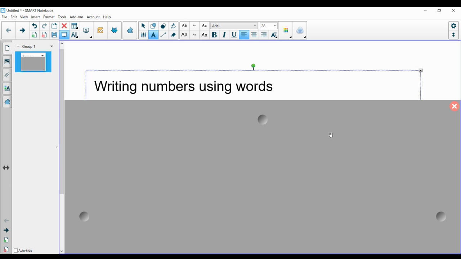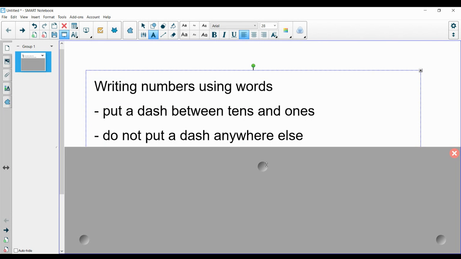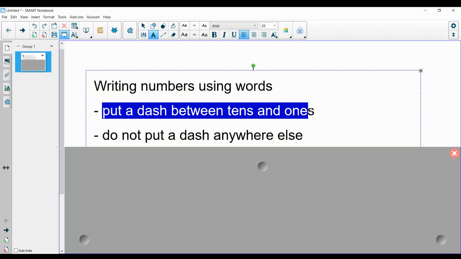We're looking at writing numbers using words. One very important rule when writing numbers using words is to put a dash between tens and ones. Another important rule is you don't put dashes anywhere else. So you don't put dashes between the thousands and hundreds. You don't put dashes between hundreds and tens. You only put dashes between tens and ones.